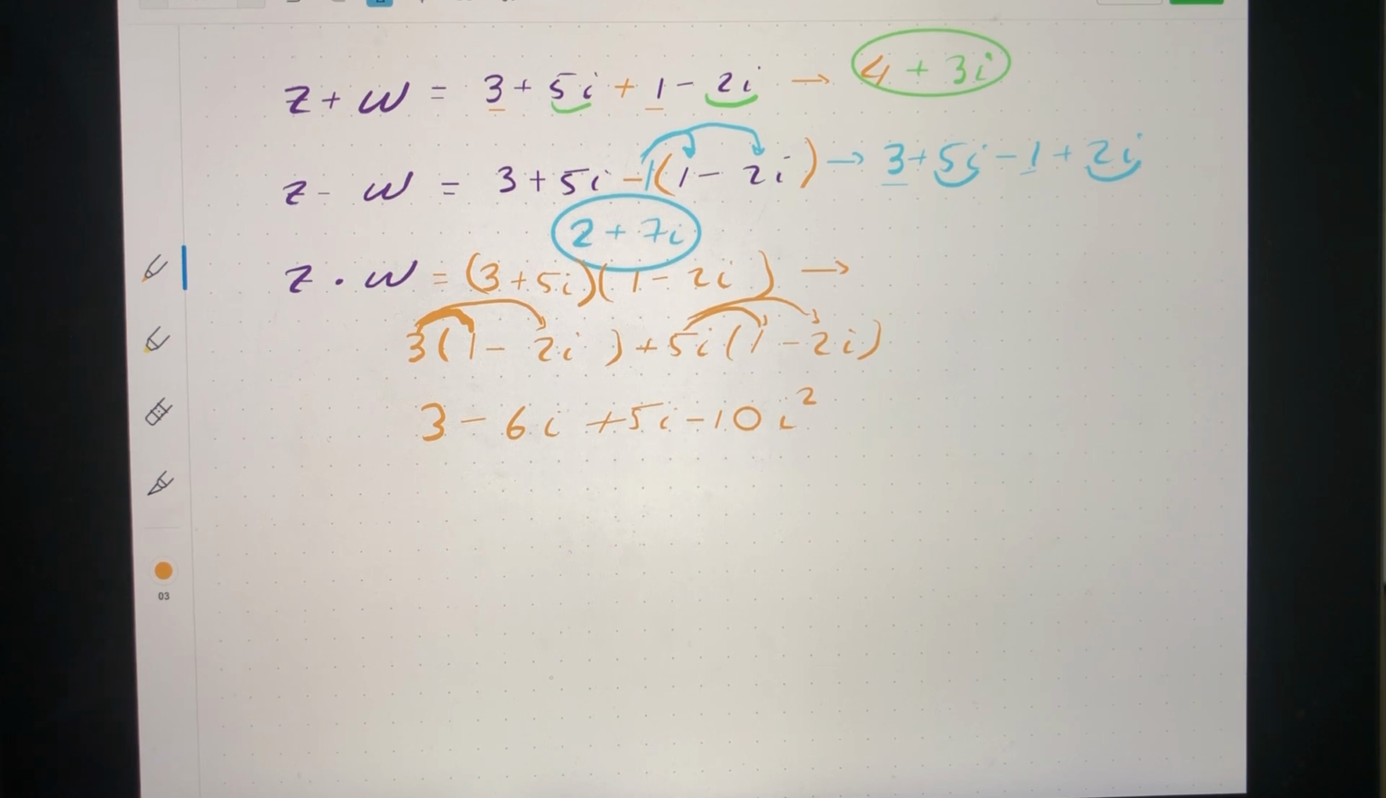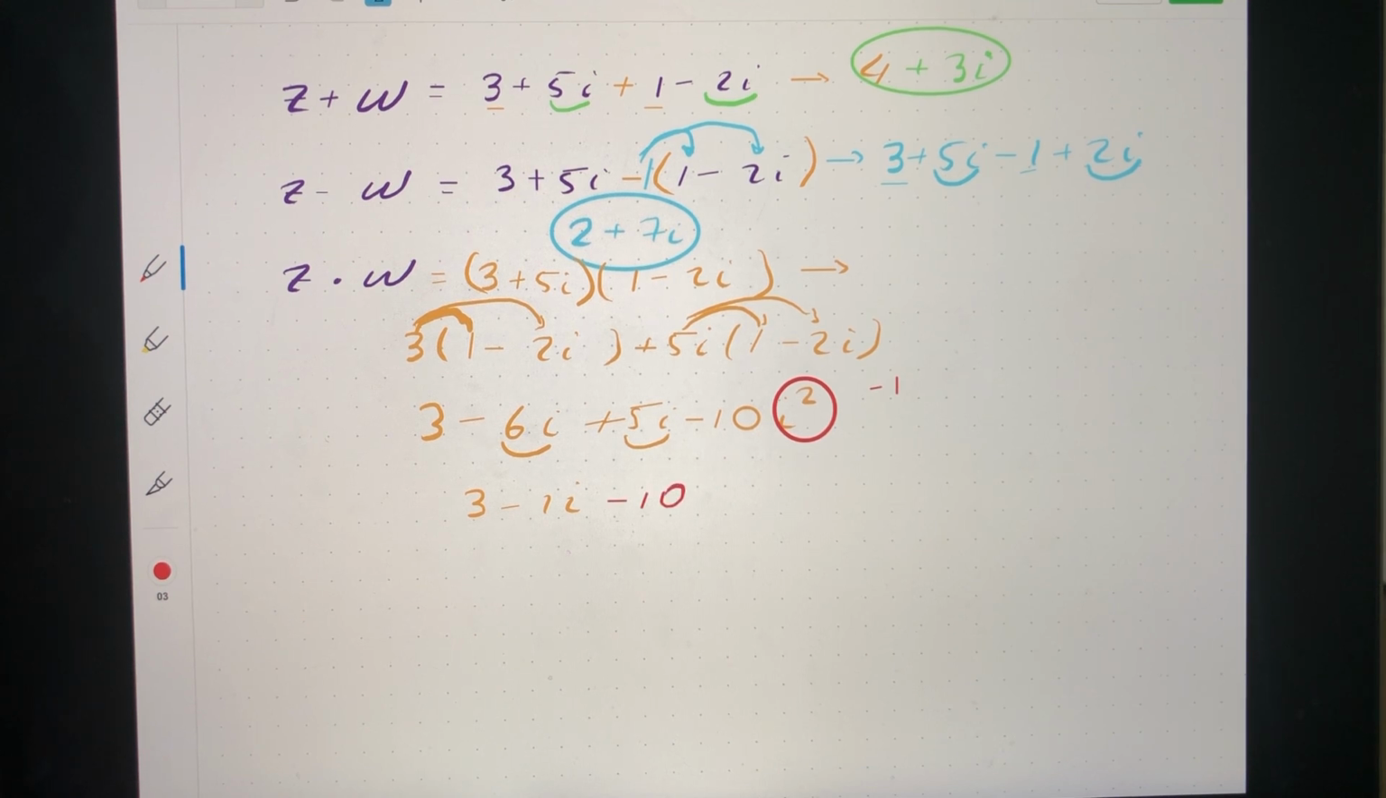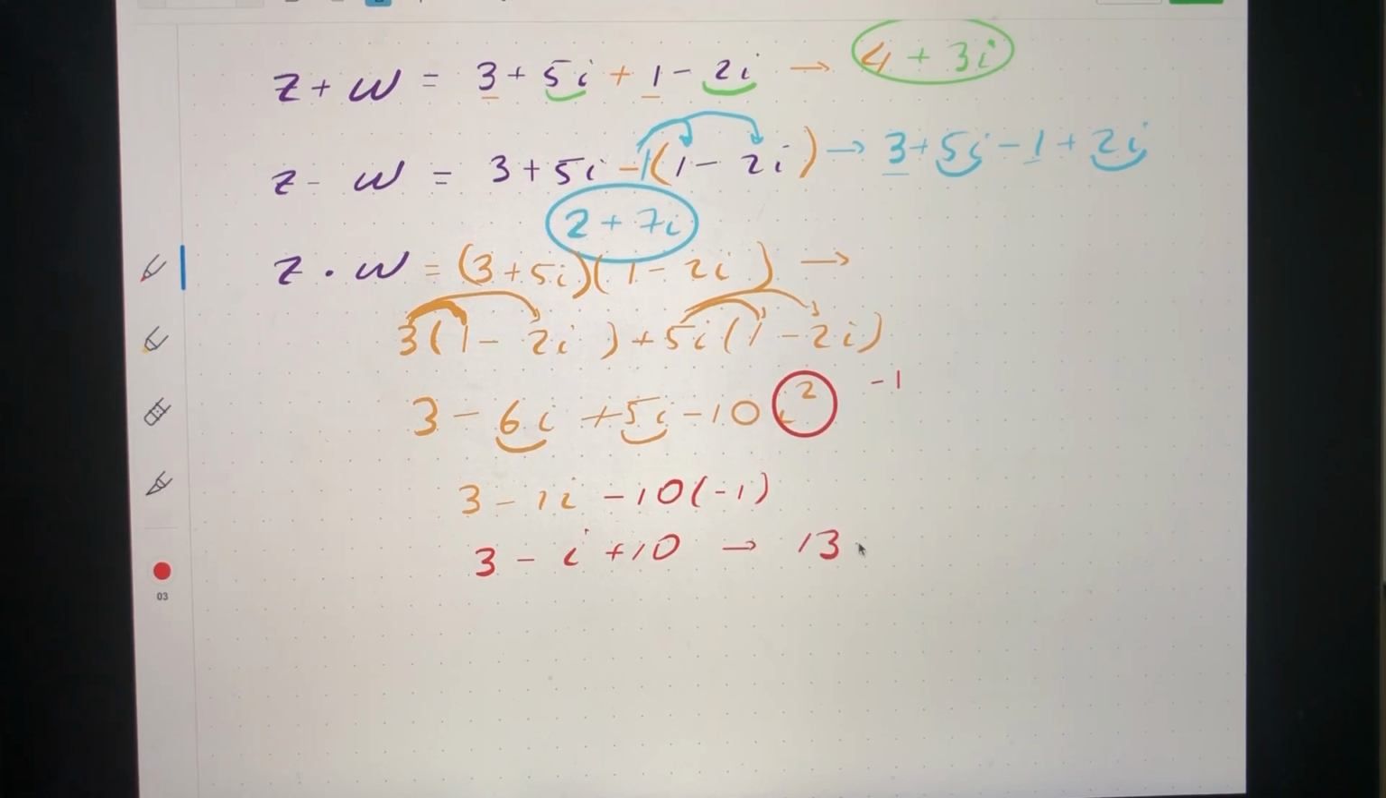So combining like terms, we see negative 6 plus 5i will make minus 1i. But we also remember that i squared makes negative 1. So this is the same as negative 10 times negative 1. Well, two negatives make a plus. This is the same as 3 minus i plus 10. And 3 plus 10 is 13, which makes 13 minus i as our final answer.